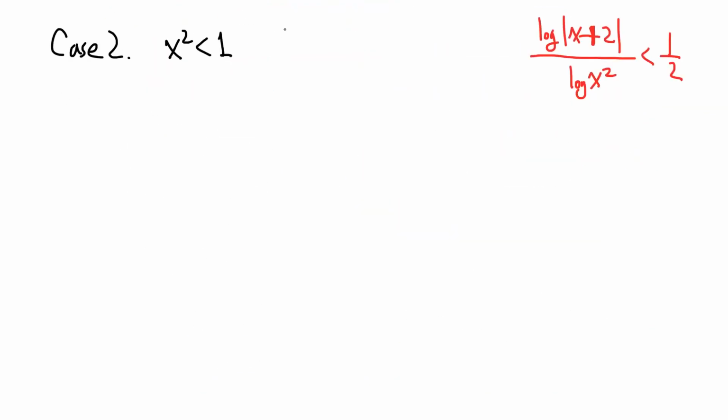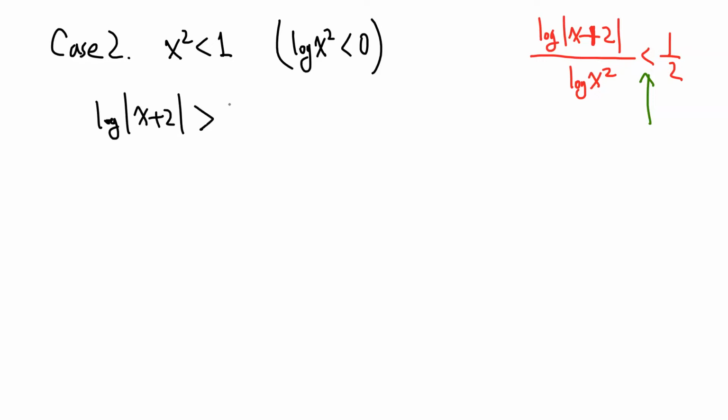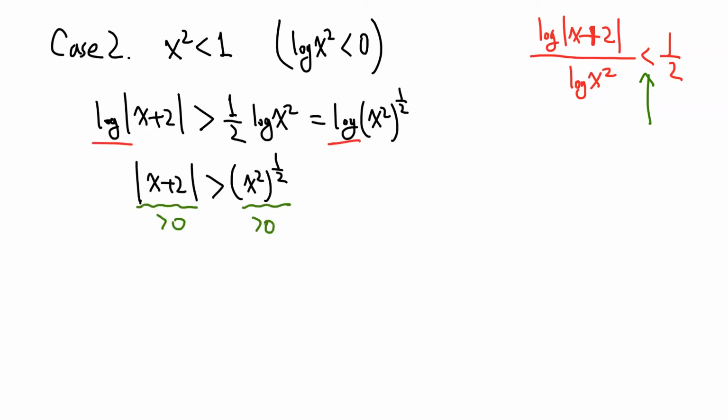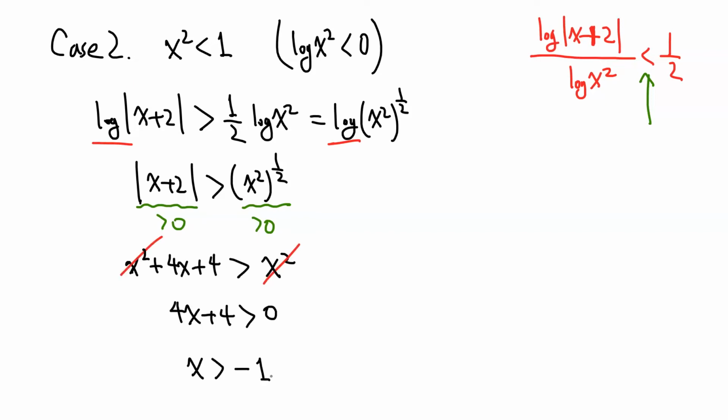And the second case is where x squared is less than 1, which means that log x squared is negative. Therefore, the direction of the inequality sign changes when log x squared is multiplied on both sides. So we have log absolute value of x plus 2 is now greater than 1/2 log x squared. Again, we write this as this and remove the logarithm. And again, since both of them are positive, we can simply square both sides without having to change the direction of the inequality. So we have this, and now we have x is greater than minus 1.